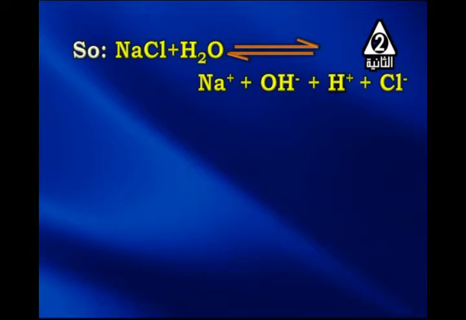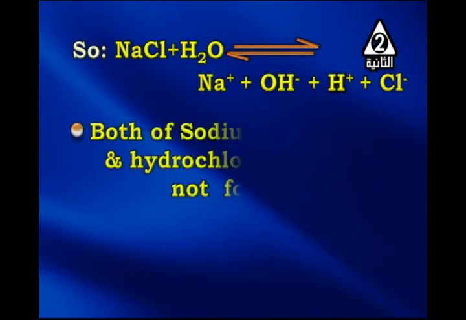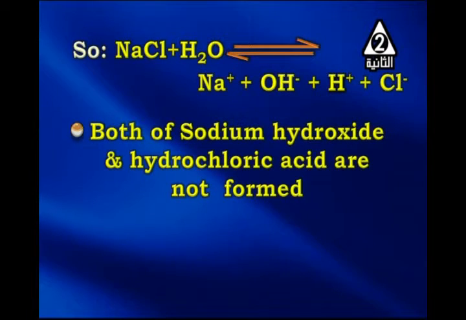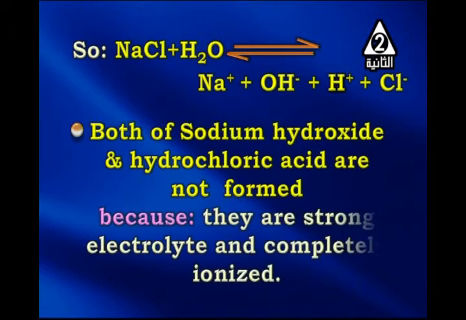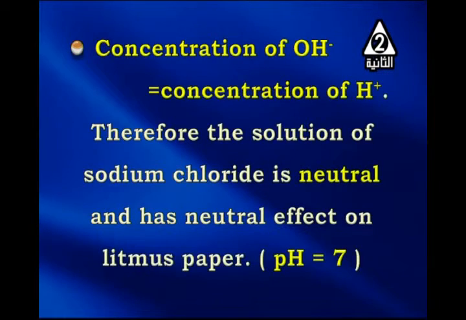And the sum of these two equations gives sodium chloride plus water gives sodium ion and hydroxide ion and hydrogen ion and chloride ion. So both sodium hydroxide and hydrochloric acid are not formed because they are strong electrolytes and completely ionized. Here the concentration of hydrogen ion equals the concentration of hydroxide ion, so the solution of sodium chloride is neutral and has a neutral effect on litmus paper and pH equals 7.